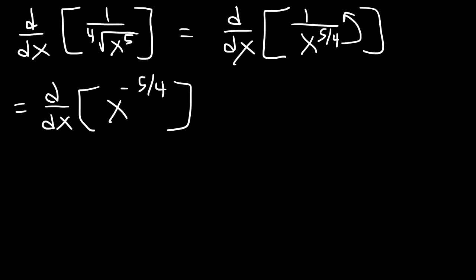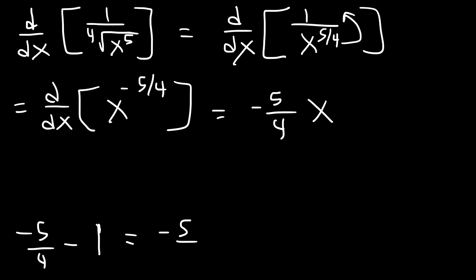So now we can use the power rule. So it's going to be negative 5 over 4 x, and then we need to subtract 5 over 4 by 1. So we can rewrite 1 as 4 over 4. Negative 5 minus 4 is negative 9. So this is going to be negative 9 over 4.